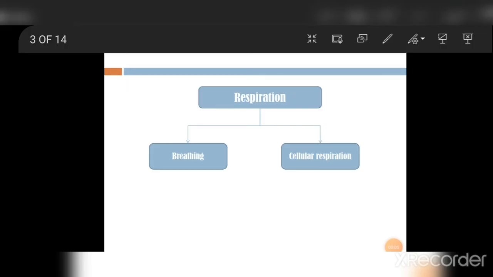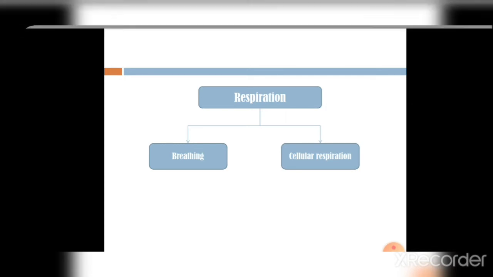Actually, respiration takes place in two processes. The first one is breathing, and as we all know, breathing is simply the intake of atmospheric air and exhaling the unwanted air out of the body. That is breathing. And the second one is cellular respiration. Cellular respiration is a newly introduced term to you, and let us see what cellular respiration is.